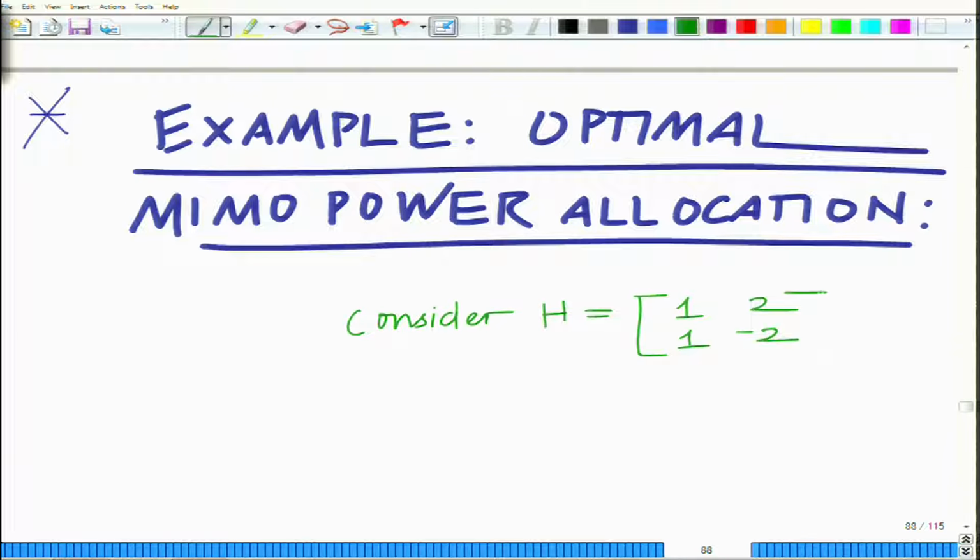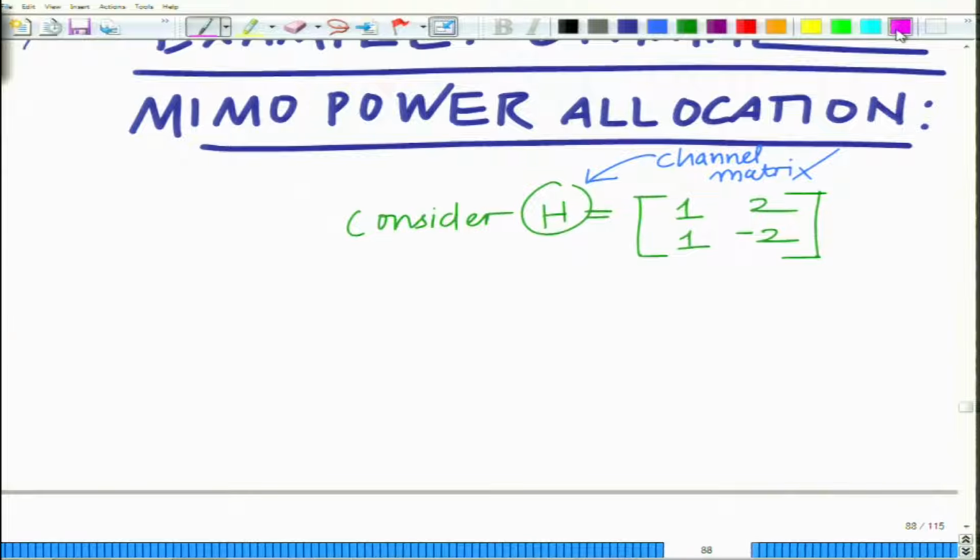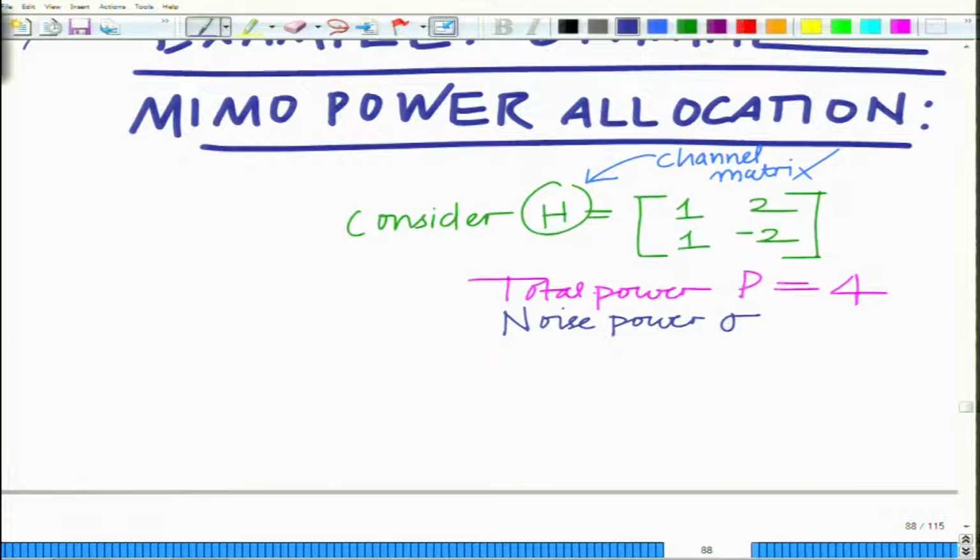This is our MIMO channel. In fact, this we have already seen, this is the channel matrix. This is your MIMO channel matrix, and let us say we have a total power P equal to 4 and noise power sigma square equal to 2, and we have to come up with the optimal power allocation.